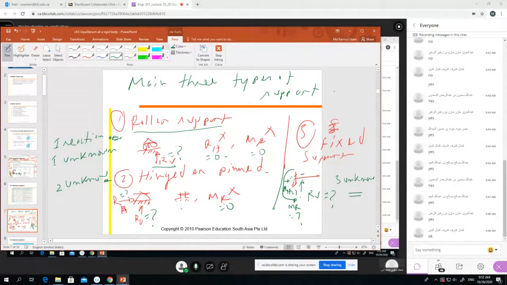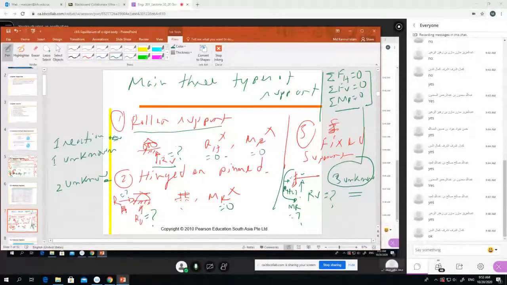Now, how to solve these three unknowns? How many equations do we have? Summation of FH equal to 0, one equation. Summation of FV equal to 0, two equations, and sum of moment equal to 0, three equations. So if we have three equations, we can solve three unknowns. If there is one equation, we can solve one unknown; with two, two unknowns. But now tell me, if somehow we have four unknowns, then what can I do?